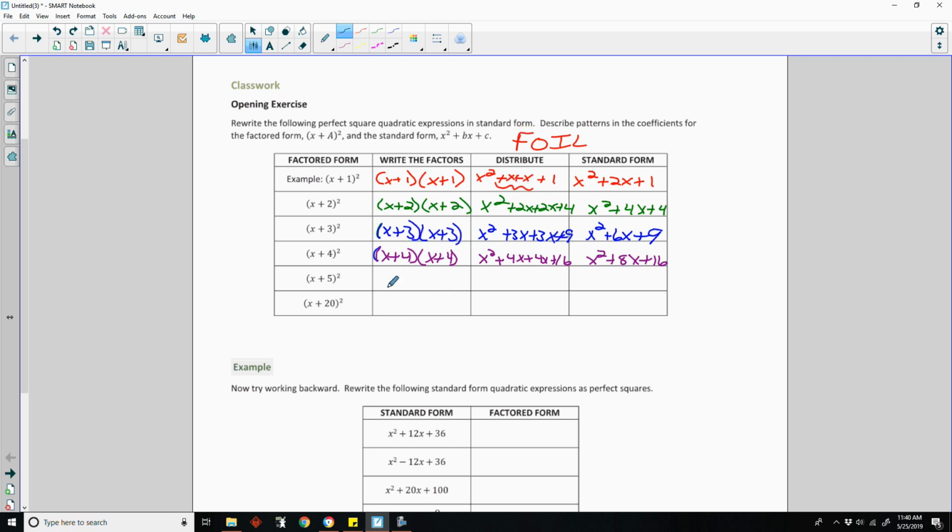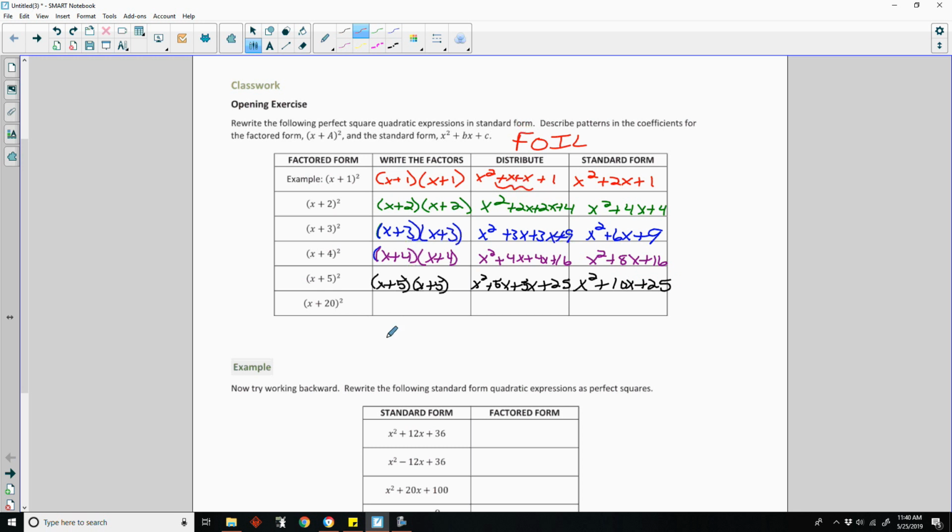Okay, next one. The factors are x plus 5 and x plus 5. Multiplying, we get x squared plus outer is x times 5, which is 5x. Inner is 5 times x, which is 5x. And 5 times 5 is 25. Combining the middle terms will give me x squared plus 5x plus 5x is 10x plus 25.